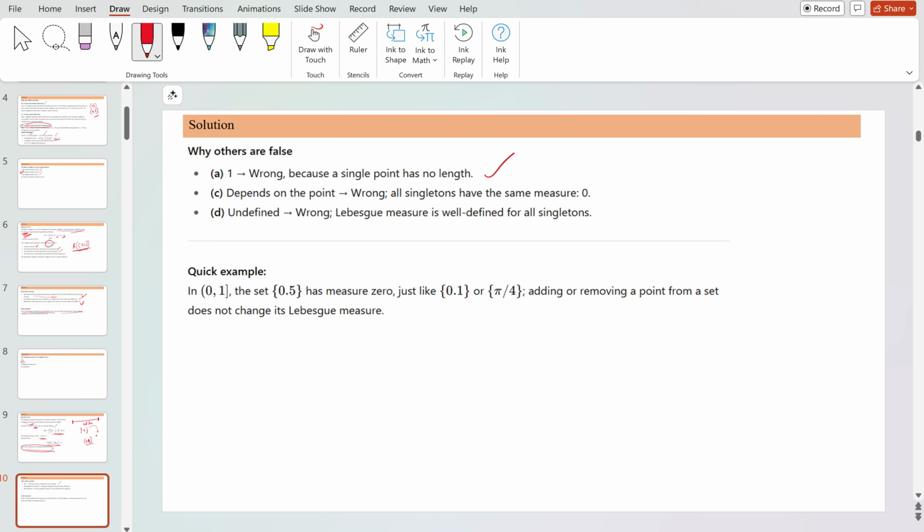The Lebesgue measure is well defined for all singletons. Quick example: in (0, 1), the set {0.5}, because 0.5 belongs in between 0 and 1, just like 0.1 or pi/4. Adding or removing a point from a set does not change the Lebesgue measure. That is the important point to be understood.